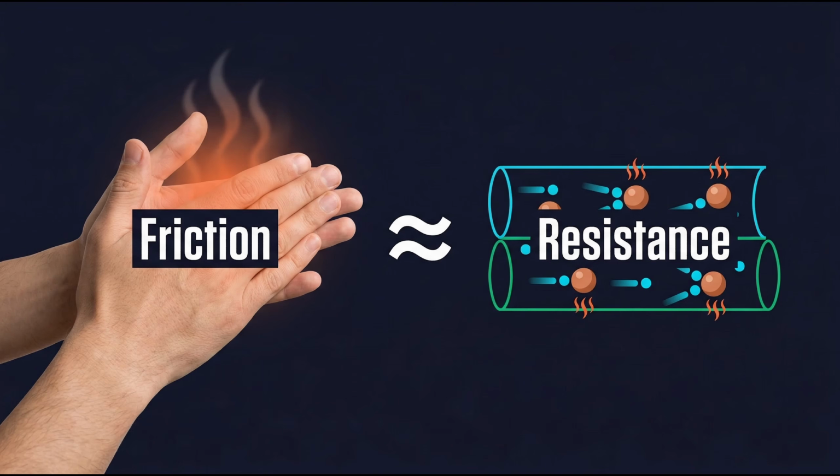Try this. Rub your hands together, slowly at first, then faster. The harder you push, the hotter they get. That's friction turning motion into heat. Electrical resistance does something very similar. Electrons bump into atoms, the atoms vibrate, and vibration is heat.